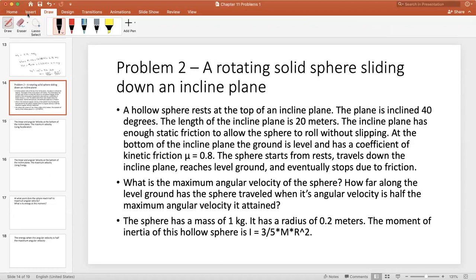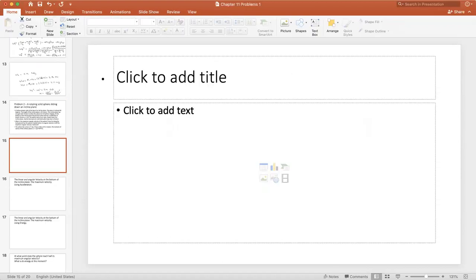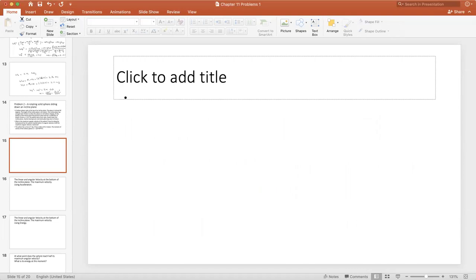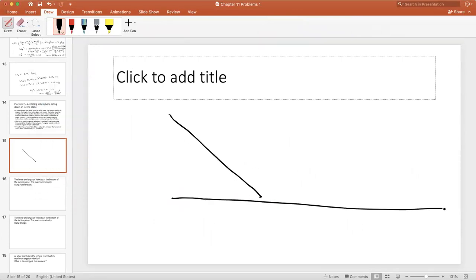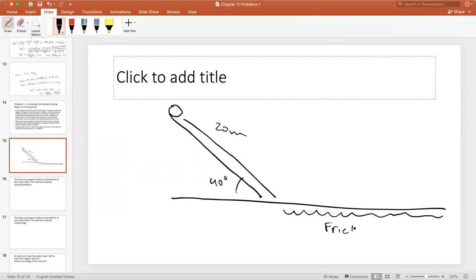Okay, so let me draw that just real fast, just to make sure everyone sees what's going on. So here I have an inclined plane at 40 degrees. I have a hollow sphere. This distance to the ground is 20 meters. And this area here has friction. There is static friction on the inclined plane, but it's just enough to provide the rotation. It's not actually going to do any work to slow the object down. And so what we want to know is omega max, and then x, this is x, when omega max is half, okay?